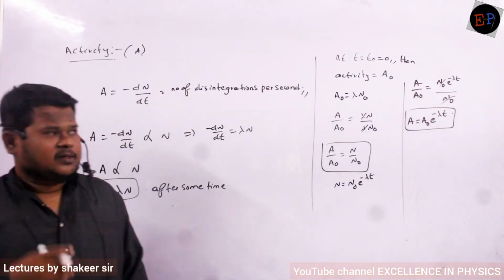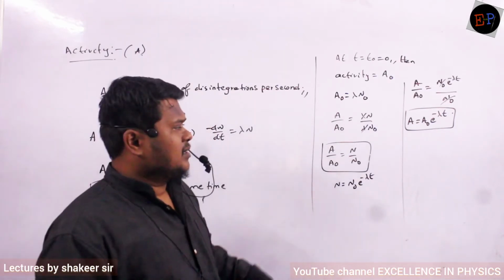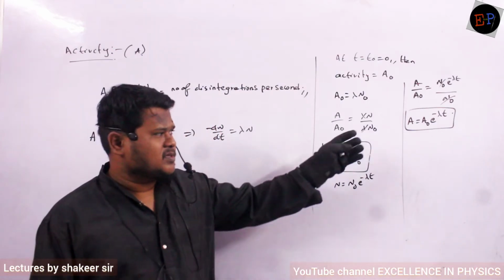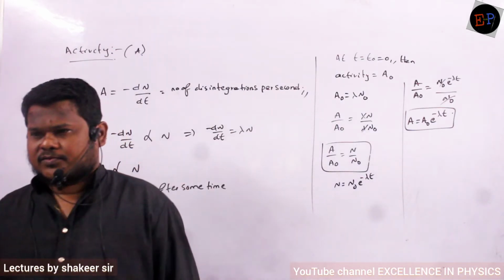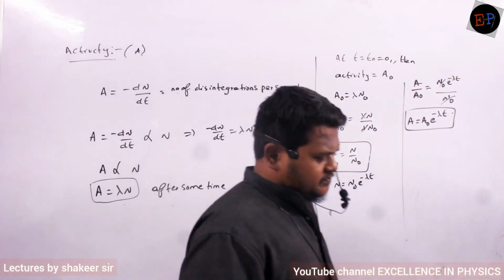So A is activity at present, that is after a time of t, and A naught is the initial activity before a time of t. So questions can be asked on this one also. Understood? That's it.